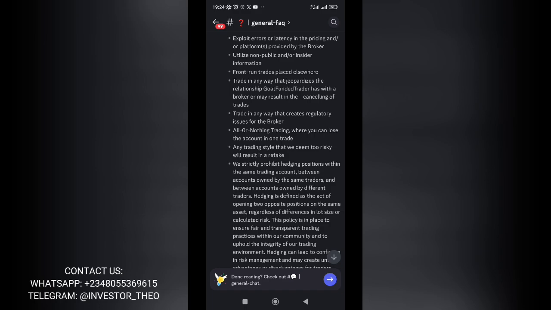Any trading style that we deem too risky results in a retake. So as you can see, all these terms and conditions. I'm not someone who takes too many chances. That's why I ask questions of Marvin. I even asked Marvin if I risk 3.2%, is it okay? They said yes, as long as it's not up to my daily drawdown risk, which is 4%. This is why I'm still working with Marvin up till today.